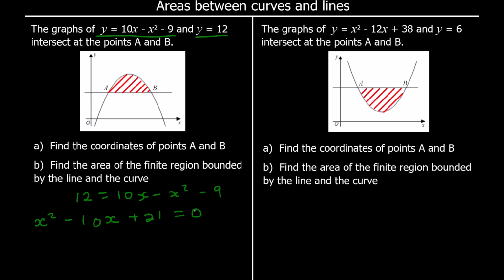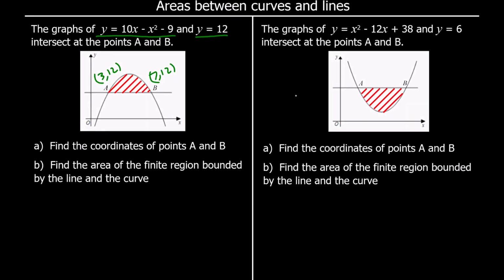So we've got x squared minus 10x plus 21 equals 0. We can solve this by factorizing. x minus 3, x minus 7. So x is equal to 3 and x is equal to 7. The y coordinates are going to be 12. So we have (3, 12) and we have (7, 12). So that is the answer to part A. We've found the coordinates of A and B.